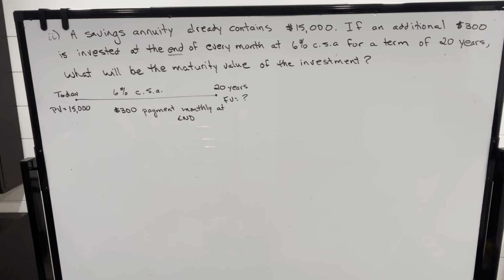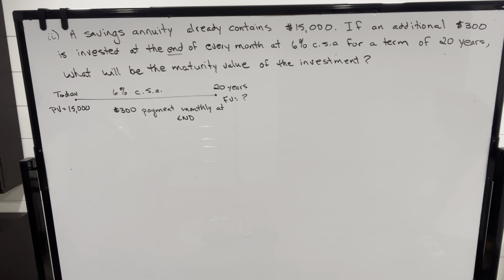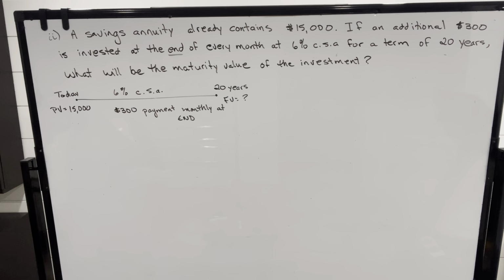Our second example is a little bit different because we're starting with money already in the account. So it says a savings annuity already contains $15,000. If an additional $300 is invested at the end of every month at 6% compounded semi-annually for a term of 20 years, what will be the maturity value of the investment?